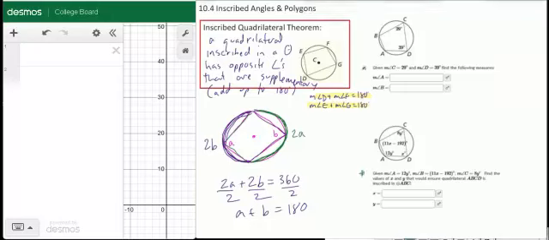So try these last two questions here. See if you can work through and find what the unknown measurements are based on that property, that if a quadrilateral is inscribed in a circle, then opposite angles add up to 180 degrees.